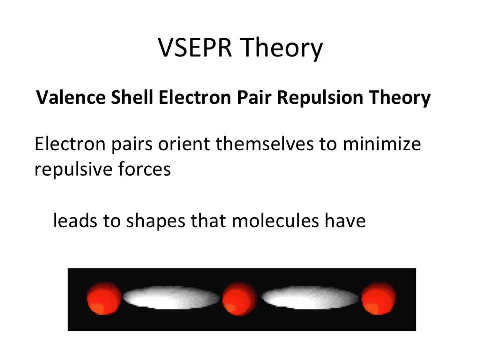So VSEPR theory, or valence shell electron pair repulsion theory, basically says that the electrons around a central atom are going to orient themselves so that the repulsive forces are minimized. And in order for repulsive forces to be minimized, things that are similarly charged, and in this case electrons, are going to put themselves as far apart as possible around that central atom. And basically this orientation, or VSEPR theory, is what leads to the shapes that molecules have.